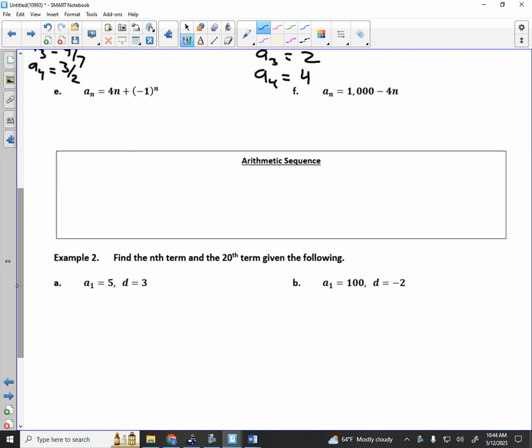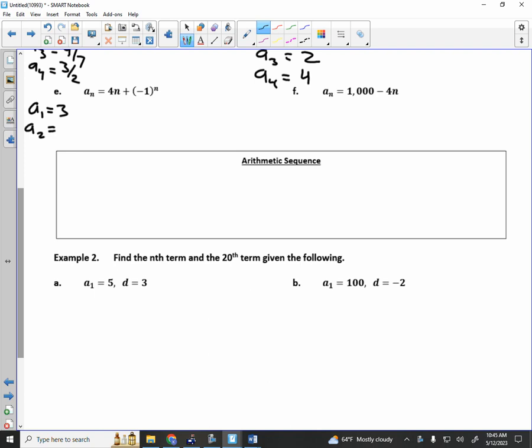Last one we're going to do before we talk about two specific types of sequences is this letter E. It's interesting to see what happens when you have negative 1 to a power. For example, here we get a sub 1 is equal to, we plug in 4 and we get 4. Are we going to add 1 or subtract 1? We're going to minus 1 because negative 1 to the 1 is negative 1. So you get 4 minus 1 is 3.